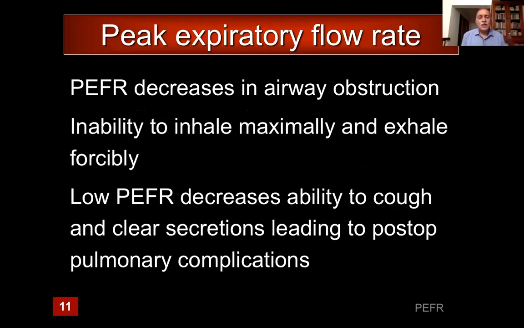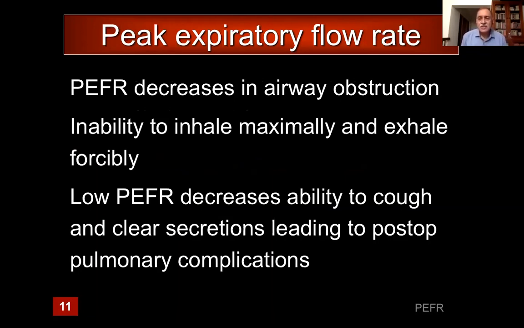Peak expiratory flow rate obviously decreases when there is any airway obstruction. It could be due to a tumor. It could be due to secretions in the tracheobronchial tree. It could be due to bronchospasm. But whatever the reason, the peak expiratory flow rate comes down when there is any element of airway obstruction.